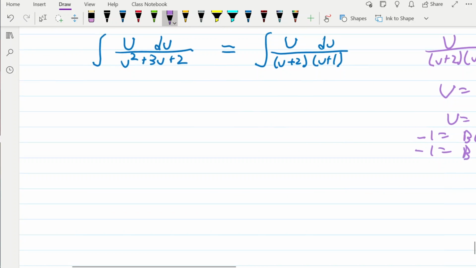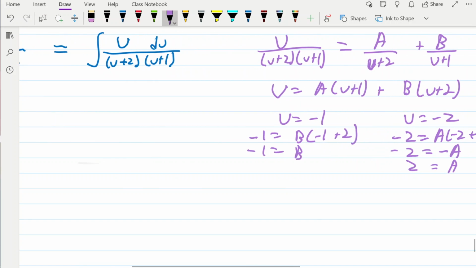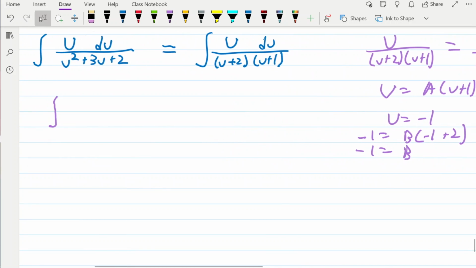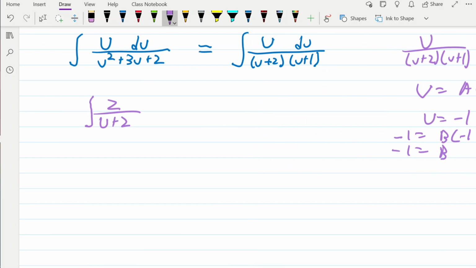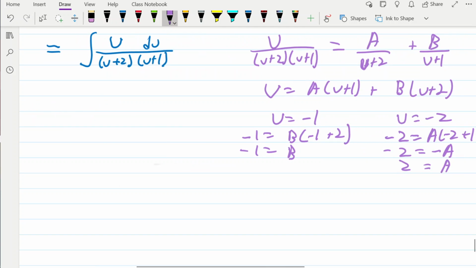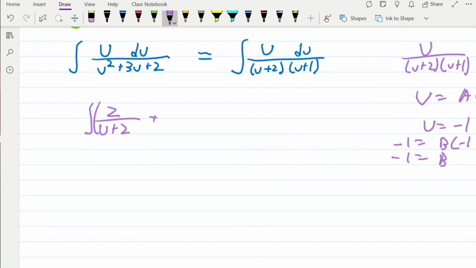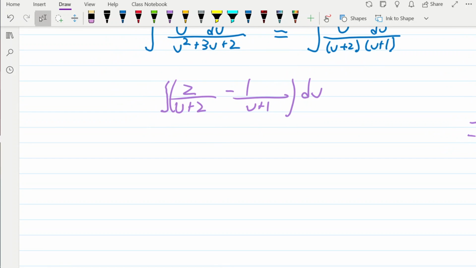So our new integral is going to be 2 over u plus 2, plus, actually it's going to be -1 over u plus 1 du. And then when we integrate, we're going to get 2 ln of u plus 2 minus ln of u plus 1 plus c. Let's just make sure that this is correct for 39.